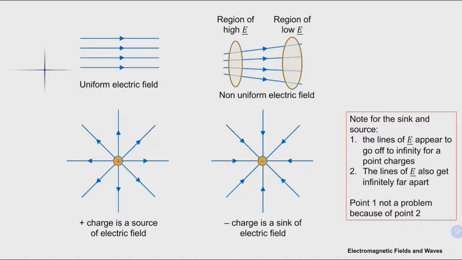Okay, something like this, uniform. So here, more compact lines. This region has a higher electric field. Here, less compact, has a lower electric field. It is a relative comparison from one to the other. You can't just look at the field in isolation and say that here has a higher field. You have to compare between two regions.